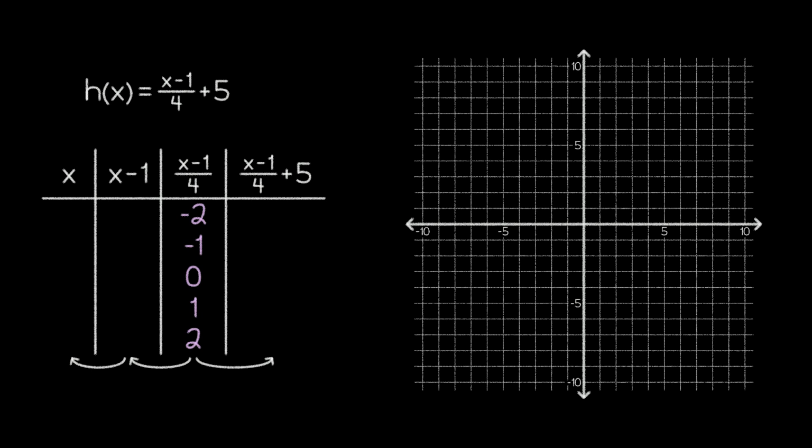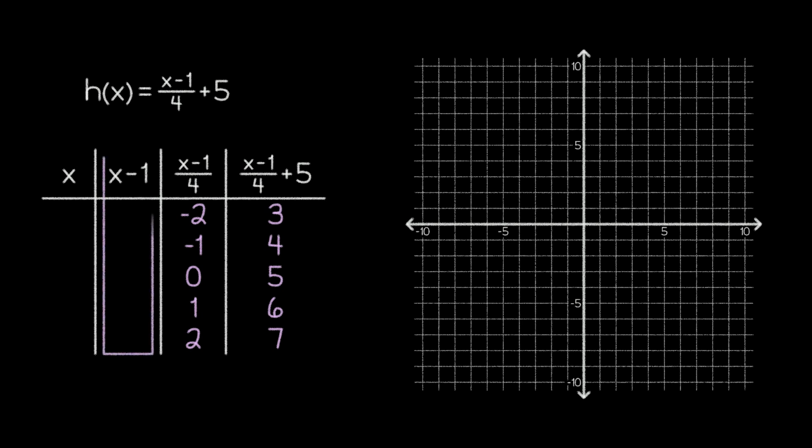Making our way to the right is pretty simple. Since we already know what (x minus 1) divided by 4 is, we just need to add 5 to each of these values to determine the final outputs. It's the other direction that'll be a bit more challenging. But as long as we take things one step at a time, we should be able to figure this out. So for now, let's just focus on these 2 columns.